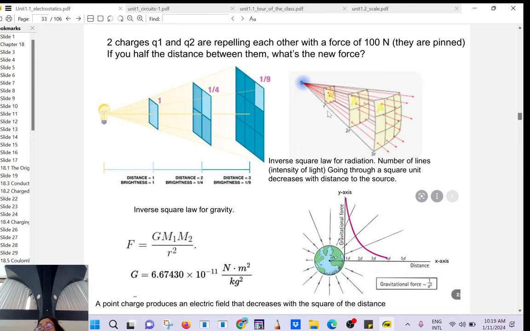So a few words, very important to understand that about the inverse square law. You always have conceptual questions about it.